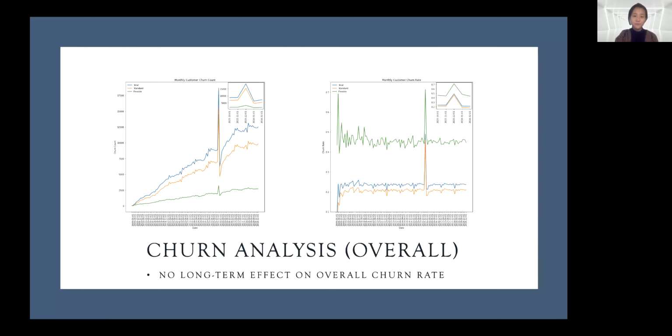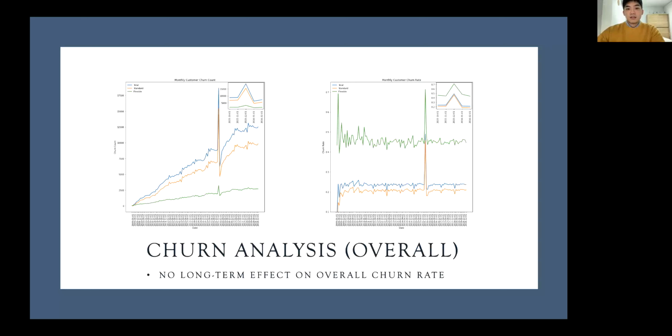Okay, let me continue with our price analysis. If we take a look at the churn rate plot on the right, we can see that increasing price does lead to an immediate spike in churn rate. However, there is no significant long-term impact.